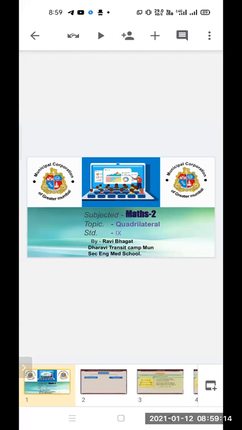Of our revision lecture, Maths 2, Chapter 5, that is quadrilateral. Okay, children. So in all these three lectures, we are discussing quadrilateral and their types. I hope, children, you all are studying very well, and I hope you are practicing more and more questions on a daily basis, isn't it? Okay, children, so let's start the session.